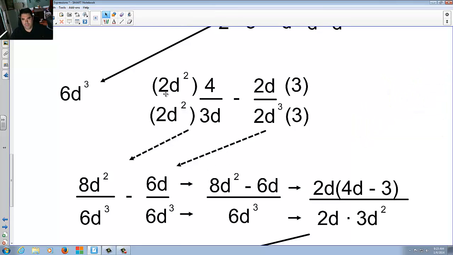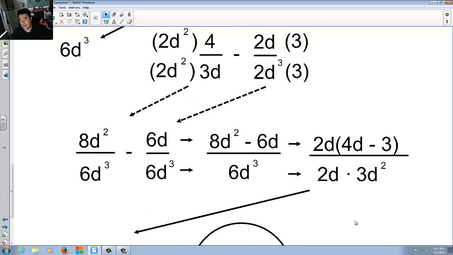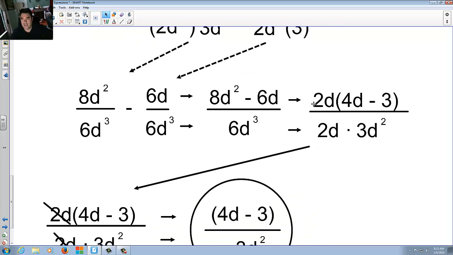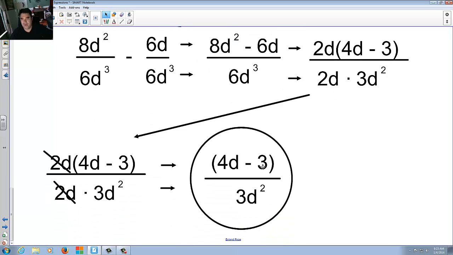So basically when you multiply it across, you get 8d squared over 6d cubed, and here I have 6d cubed over 6d cubed. Since I can't subtract them, actually they stay together. 8d squared minus 6d. I'm going to pull out what I can, which is 2d on top, and pull out 2d in the bottom. I think you know where this is headed. Cancel, cancel. 4d minus 3 over 3d squared.